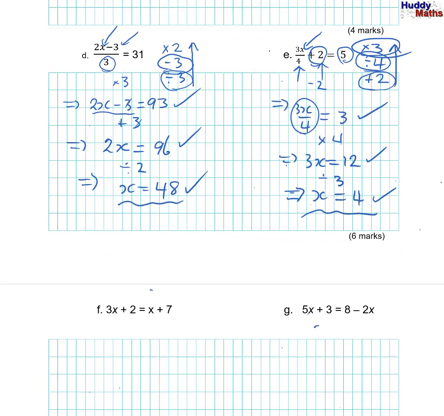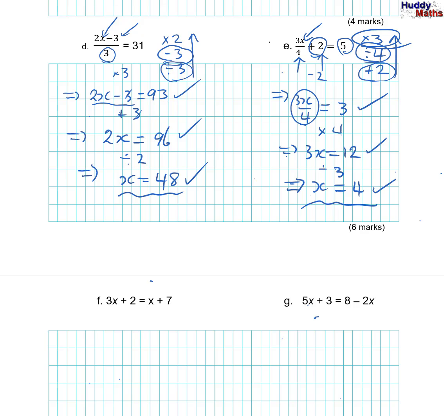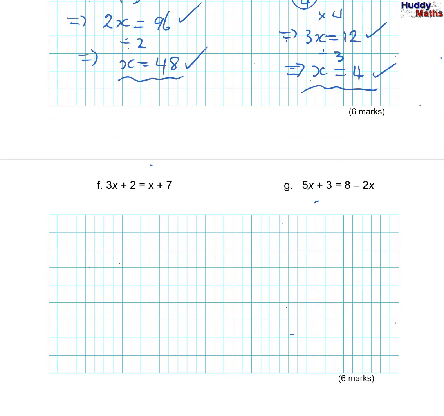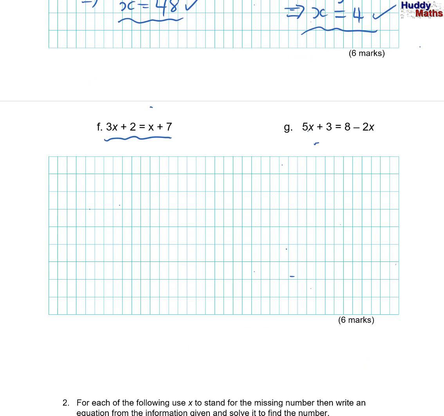And here we've got the final type, where we're going to have x's on both sides. All right, so let's have a look. Can you see the problem here? And that is that there's an x on both sides of the equation. Okay, so let's have a look at what we can do with this. Let's try to remove this x from that side. So what we're going to do is to subtract x from both sides.